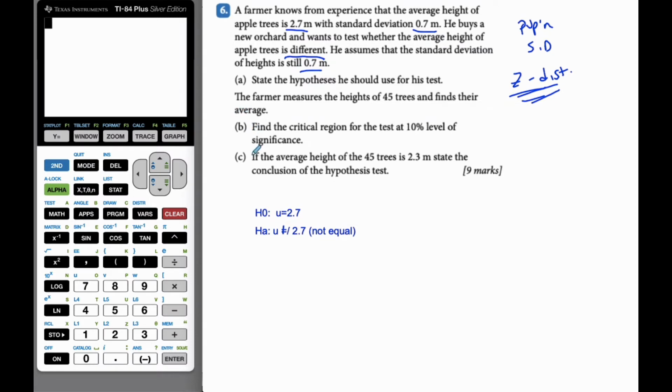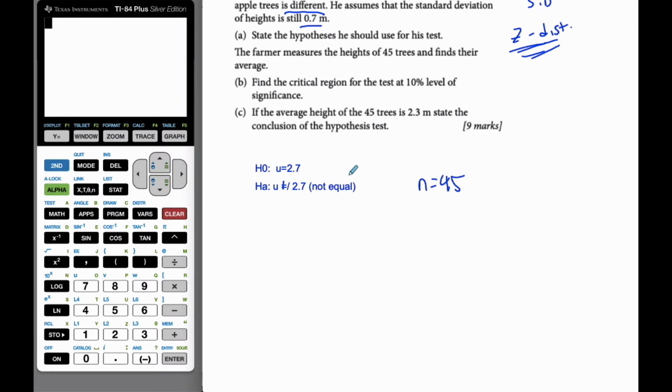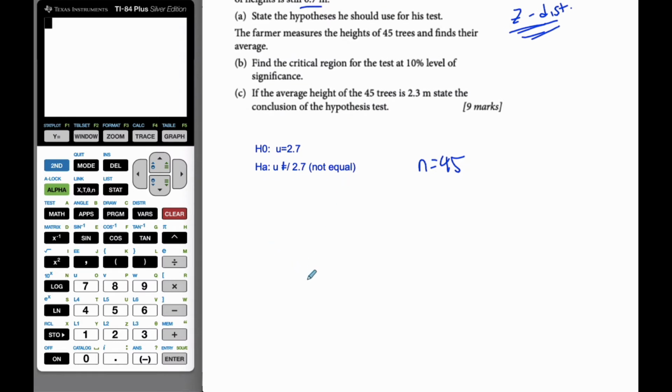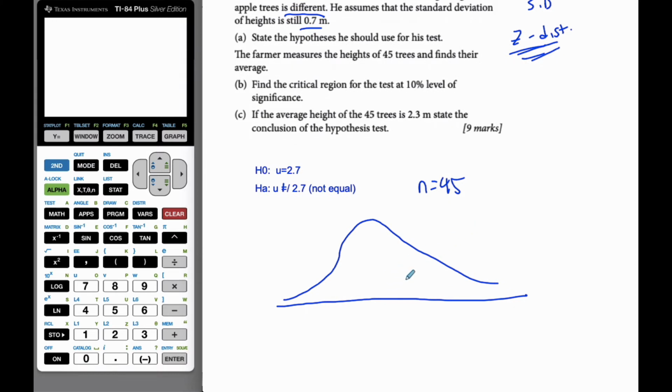The farmer then comes along and he measures the height of 45 trees. So I know that n is 45 and finds their average. Find the critical region for a test at the 10% level of significance. So we have to consider that we have a normal curve here. And this normal curve is not the normal curve of the population. This is going to be the normal curve of groups of 45 apple trees.